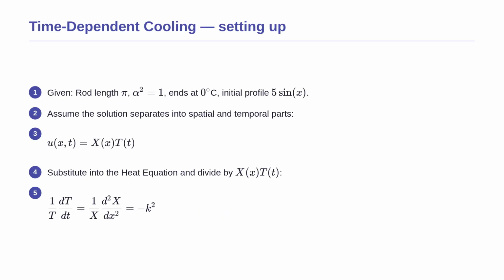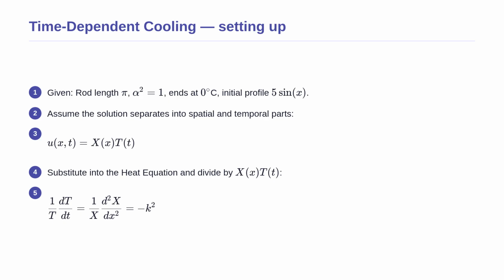Let us apply this method to a time-dependent cooling problem. Consider a metal rod of length pi with a thermal diffusivity of 1. Both ends are kept packed in ice at 0 degrees. Initially, the rod is heated, so its temperature profile forms a sine wave. We need to find the function describing how it cools over time.